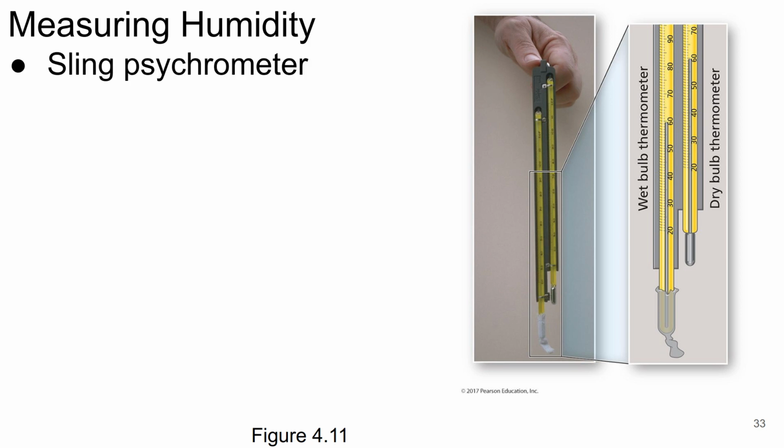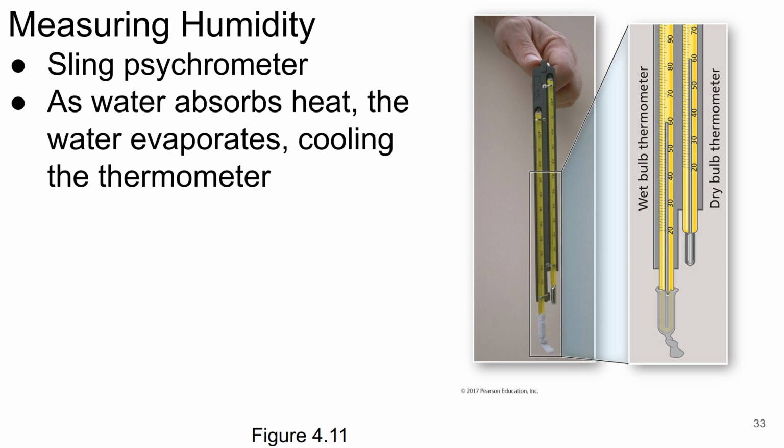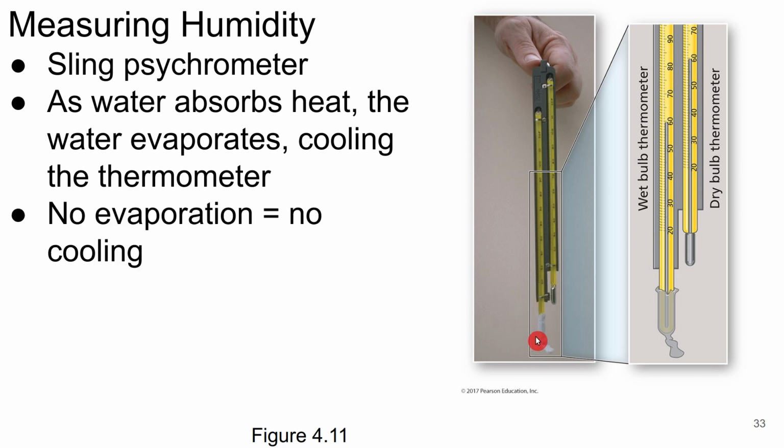There's two instruments used for measuring humidity, two relatively common. One's a sling psychrometer. It has two bulbs. There's a wet bulb and a dry bulb, and you spin it around, and as water absorbs heat and evaporates, it takes the heat with it, cooling the wet bulb. So as water absorbs heat and evaporates, it cools this thermometer. If there's no evaporation, there's no cooling. If there's no difference in temperature, the air that you're sampling is at 100% relative humidity.